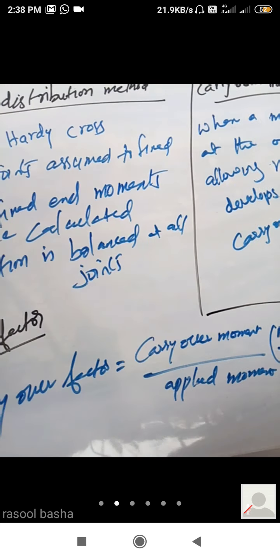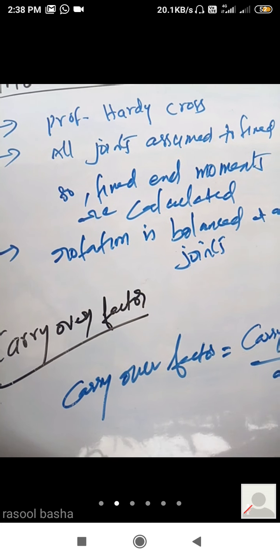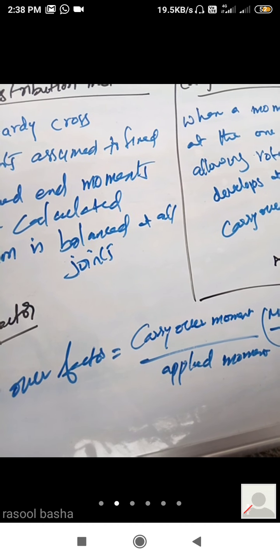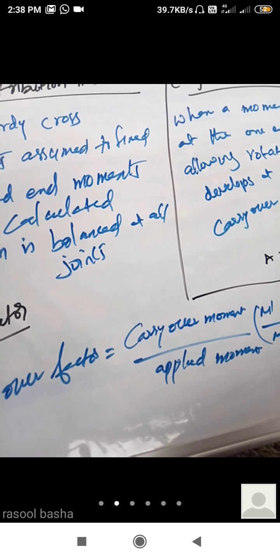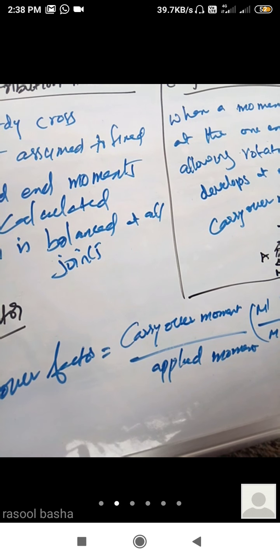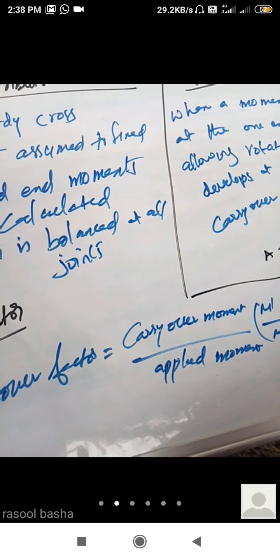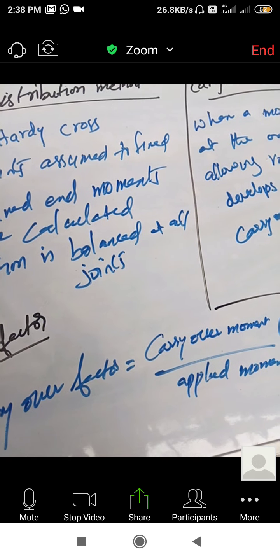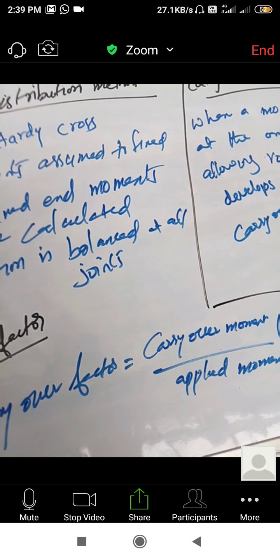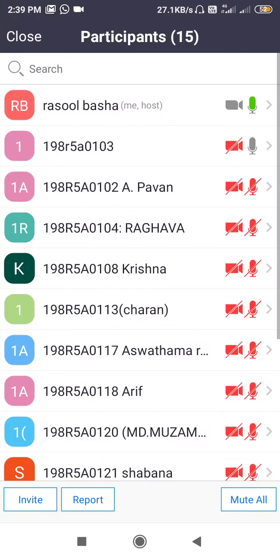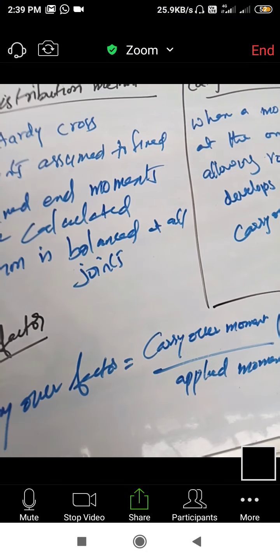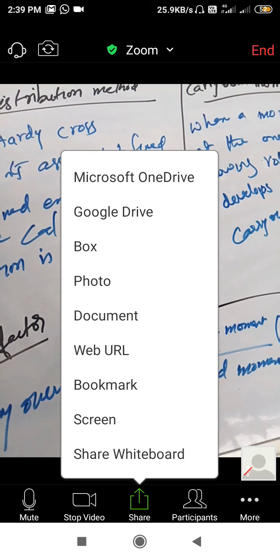So next, coming to the carryover factor. The carryover factor is nothing but the ratio of the carryover moment at the opposite end to the applied moment. So that is the brief discussion about carryover moment. Now we can see some problems for this moment distribution method.